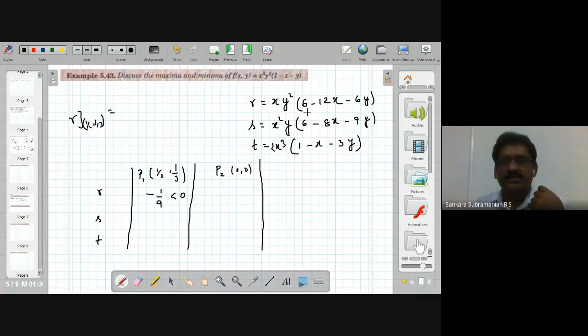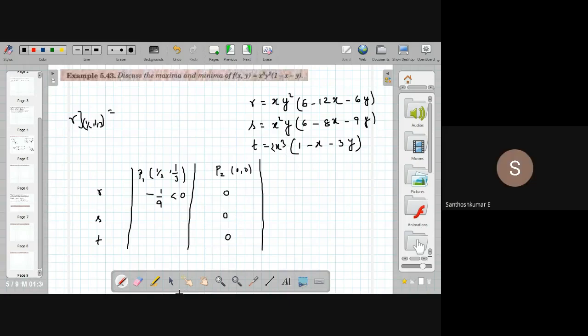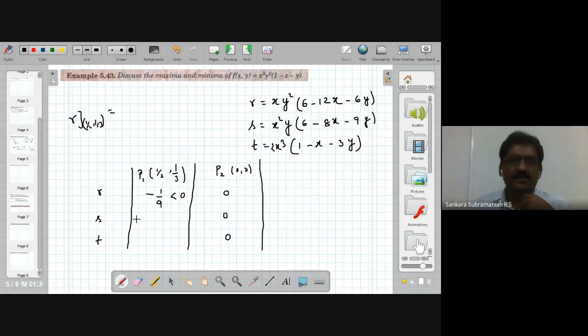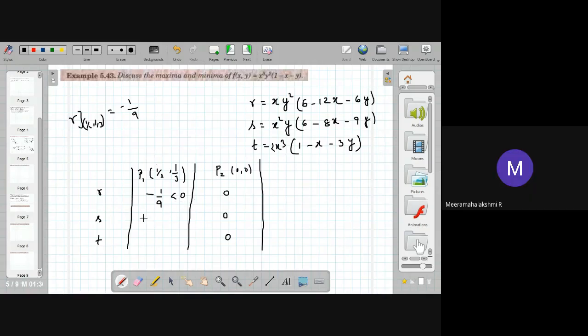If you put 0, you will be getting 0 only. Even S is 0, T is 0. Minus 1 by 9, we get. What about S? Minus 1 by 12.